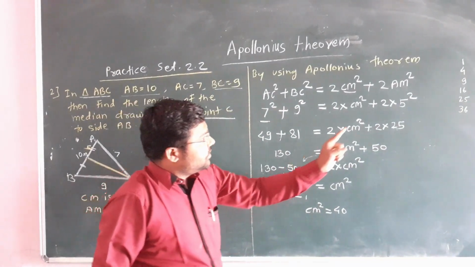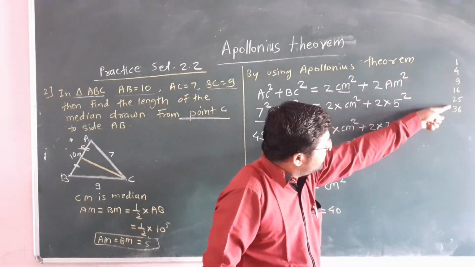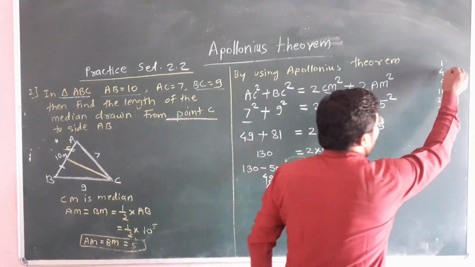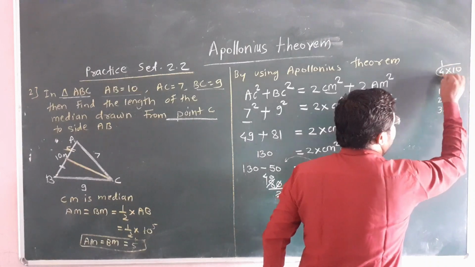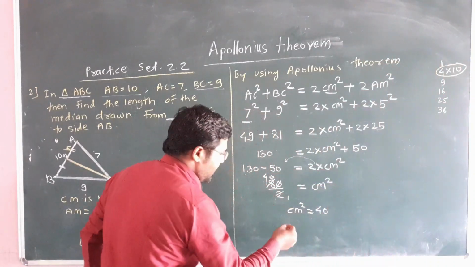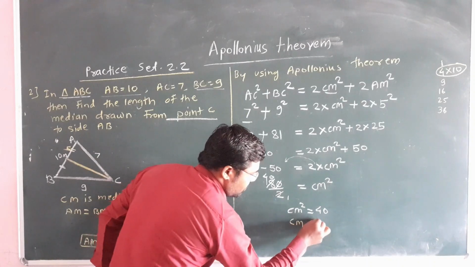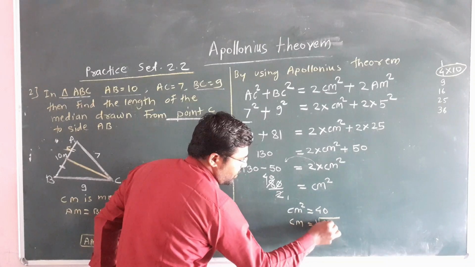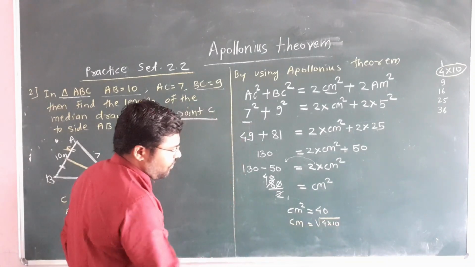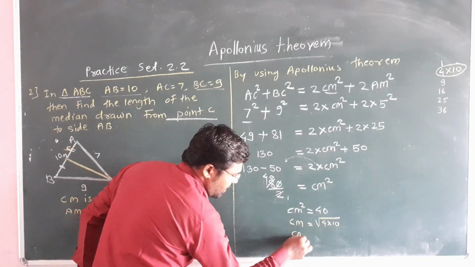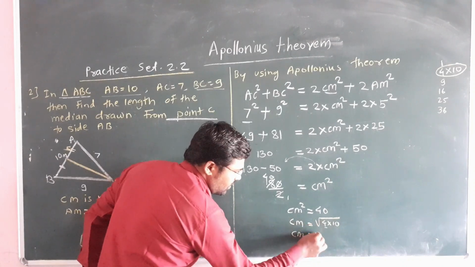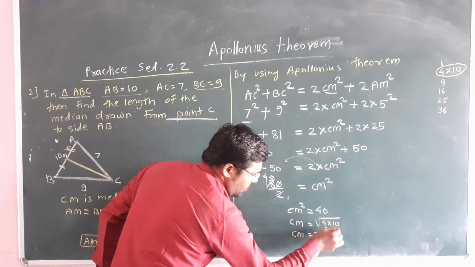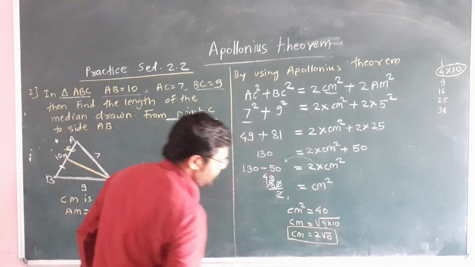Okay, now which square number is divisible into 40? So we can take 4. 4 into 10 is equal to 40. So write here CM is equal to root of 4 into 10. Now 4 is the square number, so outside of the root it becomes 2 root 10, the length of CM.